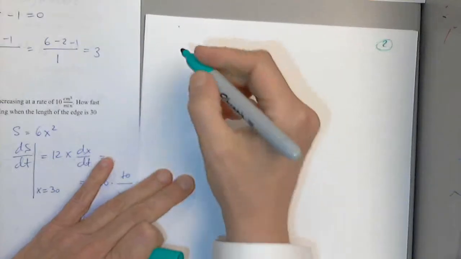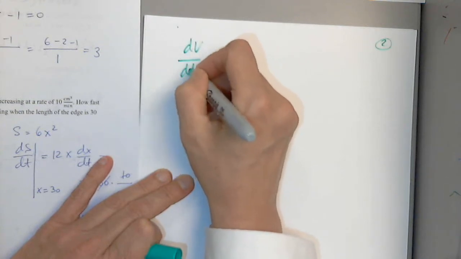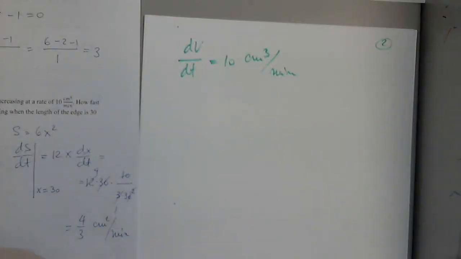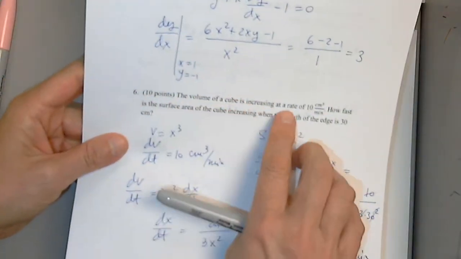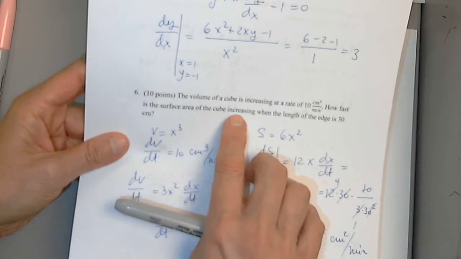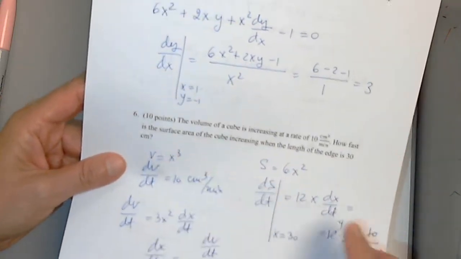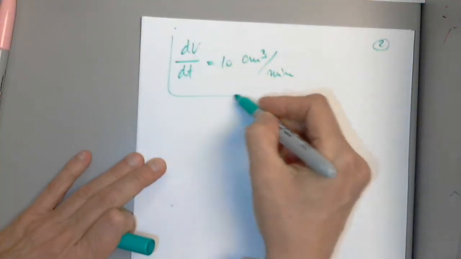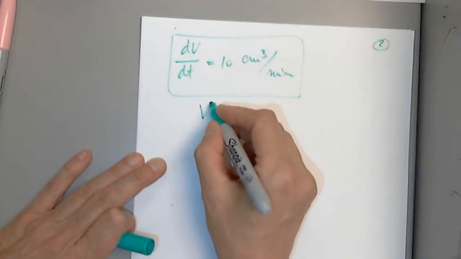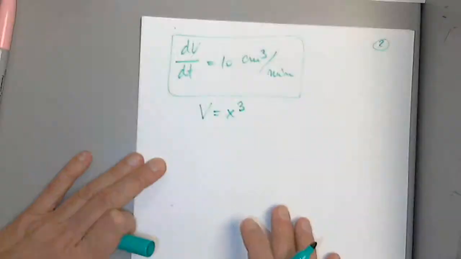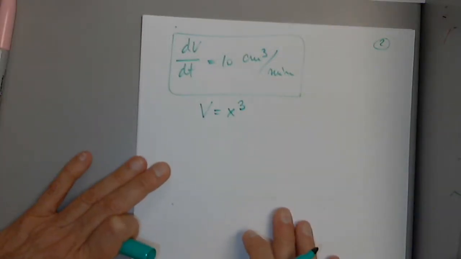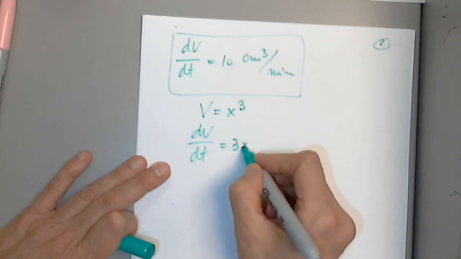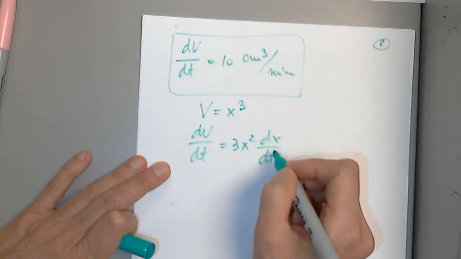So we were given, obviously, dV over dt as 10 cubic centimeters per minute, right? It says the volume of a cube is increasing at a rate of this. How fast is the surface area of the cube increasing when the length of the edge is 30, right? Okay, so this is given to us. And the volume of a cube is x cubed, right? So then dV over dt equals 3x squared dx over dt. Is this clear?